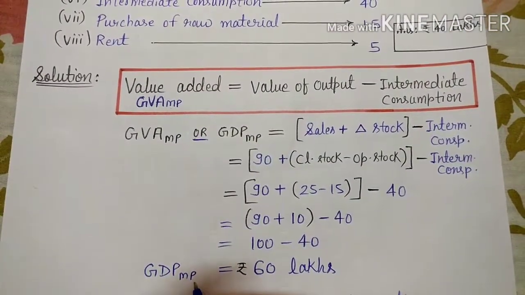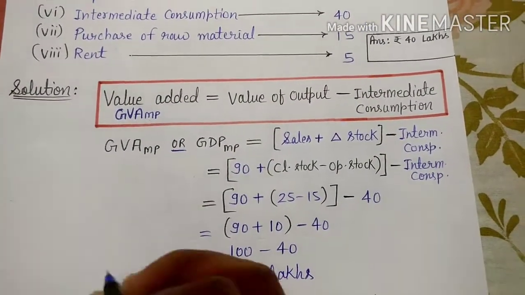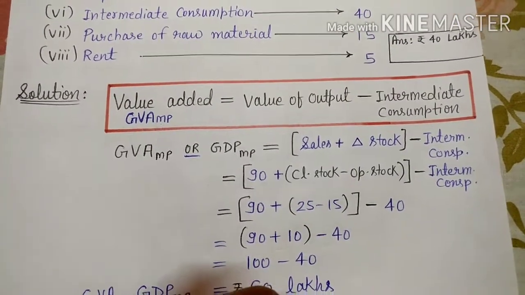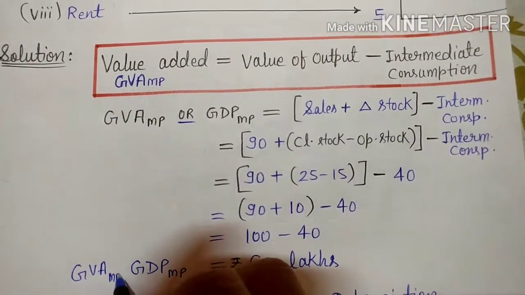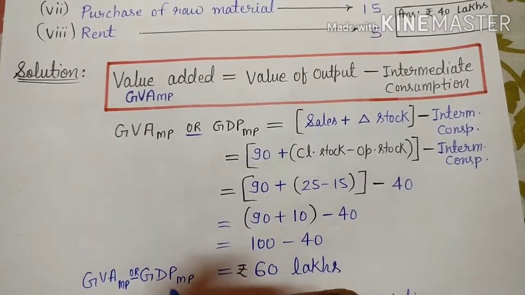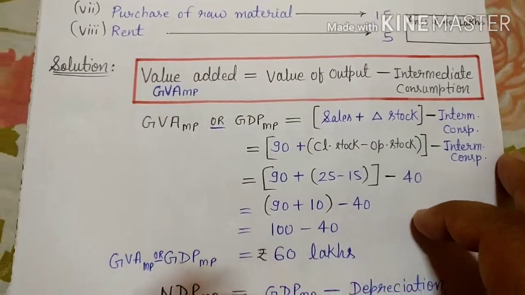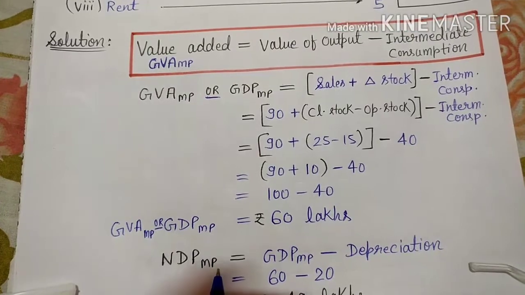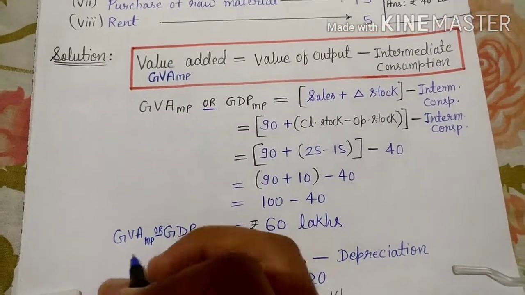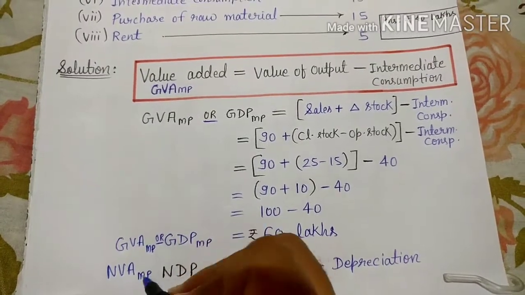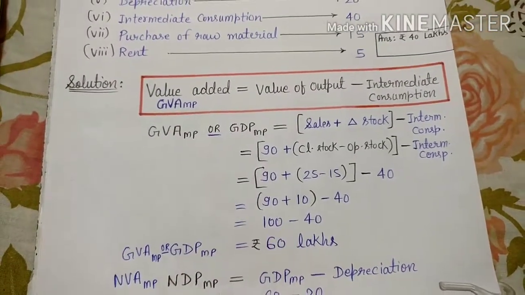GDP at MP, or we can say GVA at MP. You can write GVA at MP or GDP at MP. Now with the help of this GDP at MP, we have to find out NDP at MP, net domestic product at market price, or you can say NVA at market price.